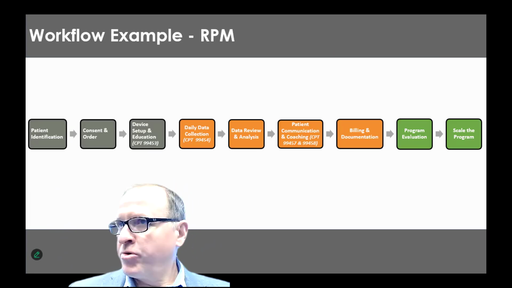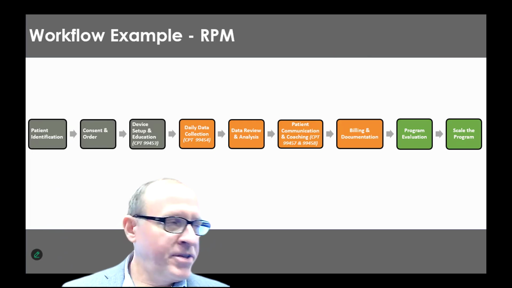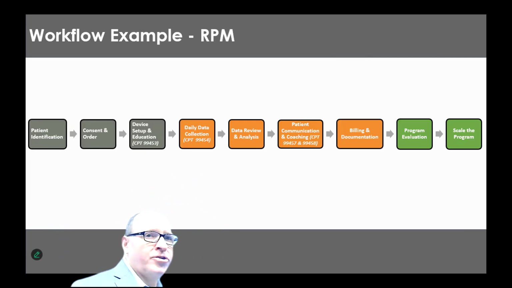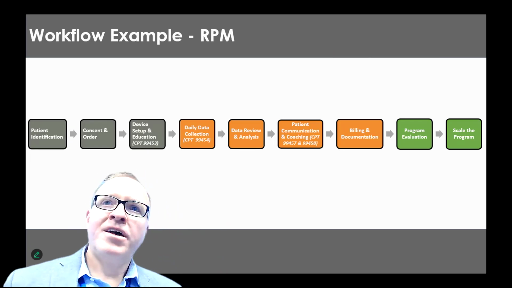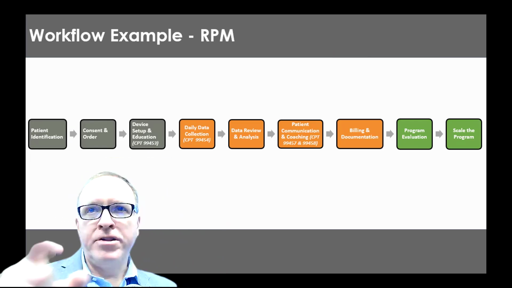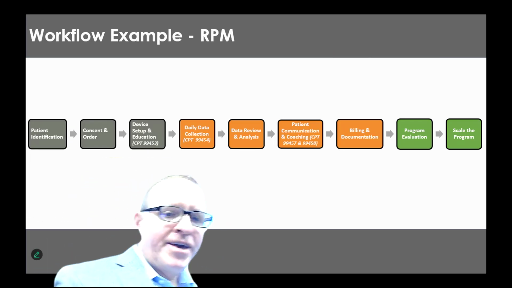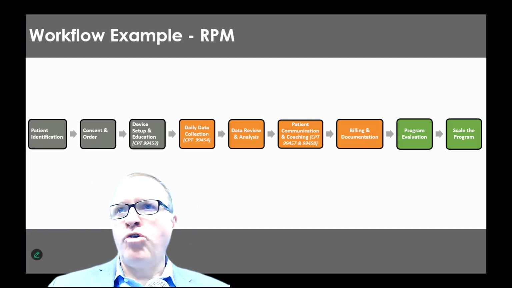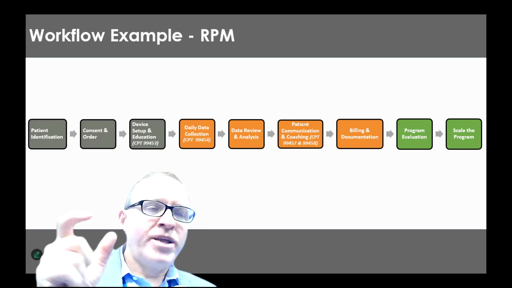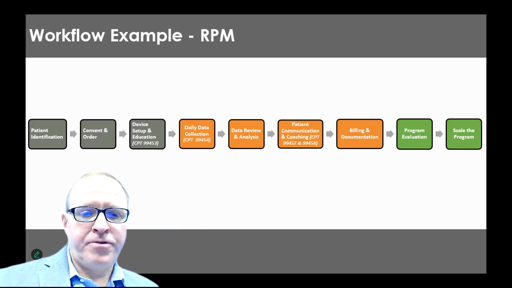Then they get set up with their therapy, their PAP therapy. In this case, it's an RPM model we're showing. So they get set up with their PAP device, get instructed on how to use it. So that's where the first initial billing code for RPM comes into place, is that initial patient setup and patient enrollment in the program. There's a one-time billing code that gets billed for that.